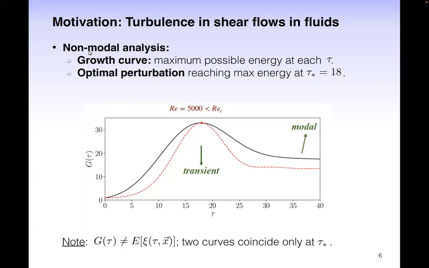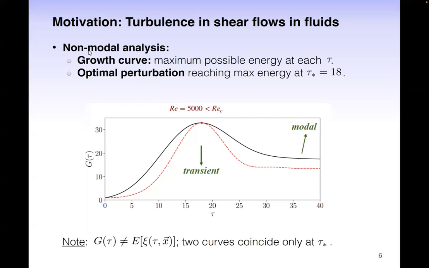Okay. So this is what happens when you do non-modal analysis for the plane Poiseuille flow that I showed on the previous slide, but for Reynolds number equal to 5,000, so much smaller than the critical Reynolds number. Here in black, you can see the energy growth curve, and the energy associated with the optimal initial data when you evolve it in time is given by this red dashed line, okay? The target time was picked precisely at the value 18. That's why the two curves match at precisely that point.